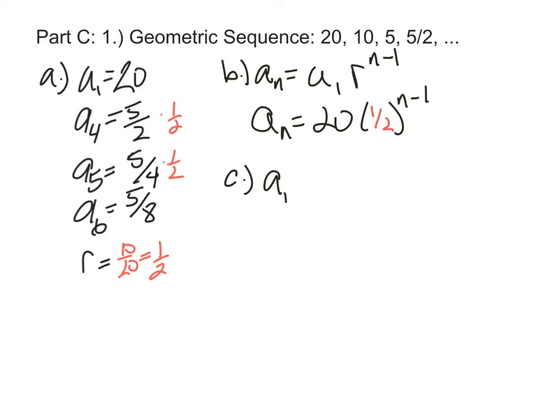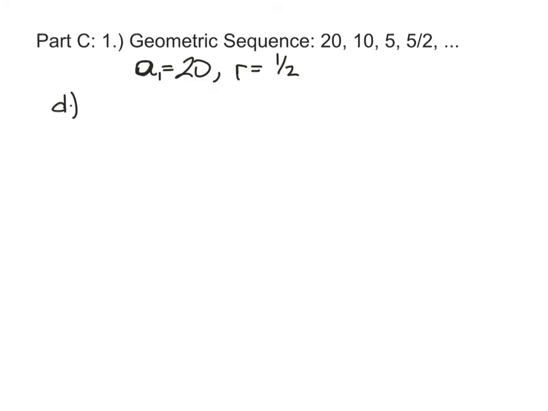So in part C, I ask you for the 10th term. We'll just plug that into the formula we just came up with: 20 times our common ratio, 1/2, to the 10 minus 1th power, or 10 minus 1 is 9. Now it's just a matter of grabbing a calculator and calculating that out. And you should get about 0.039.